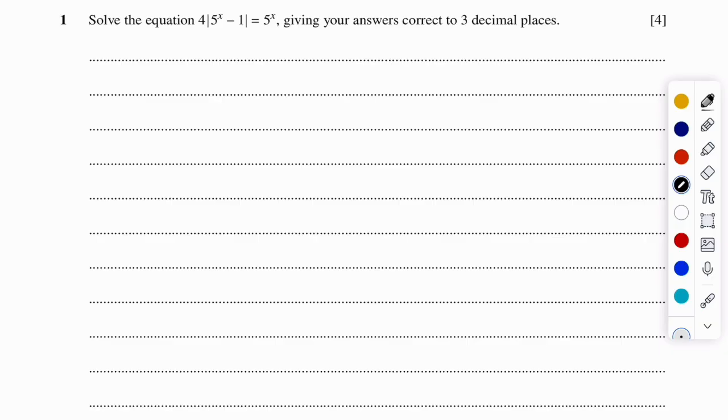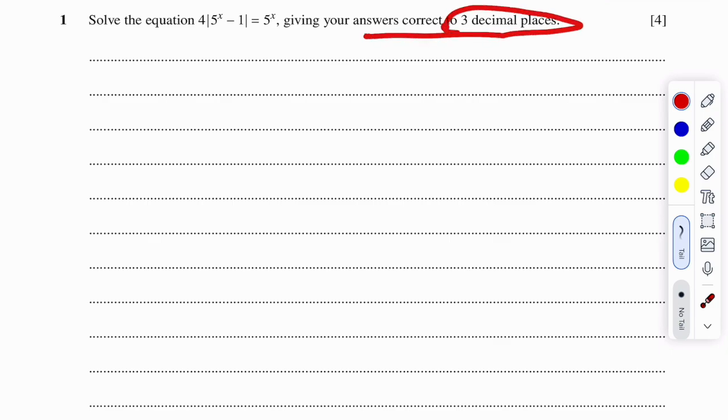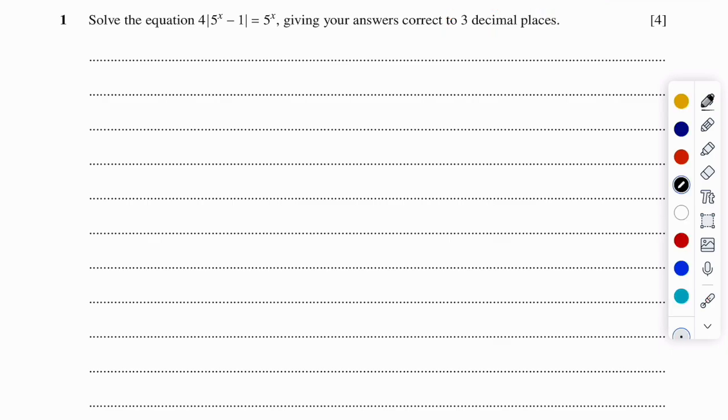Now for the first question here, this is actually a bit of a harder question to put as the first question in the paper, so it's worth going through. It says to solve the following equation. It's an exponential equation, and I want us to give the answers correct to 3 decimal places. So the way you go about doing this is you have to recognize that it's an absolute value equation. It's also an exponential equation.